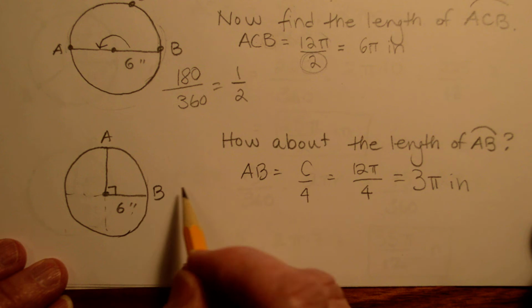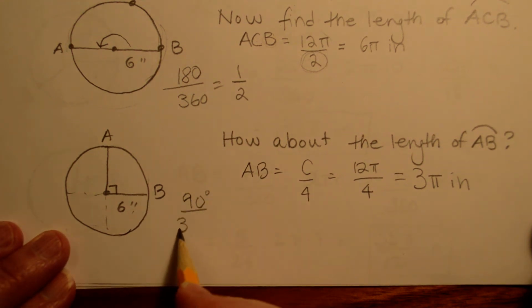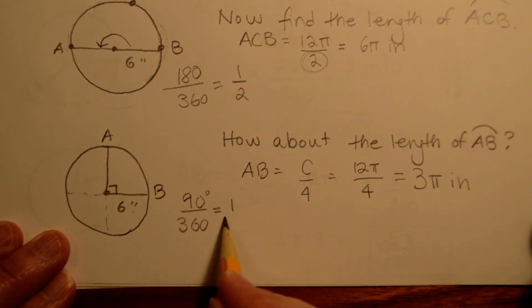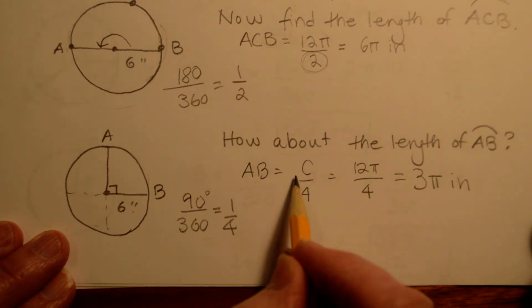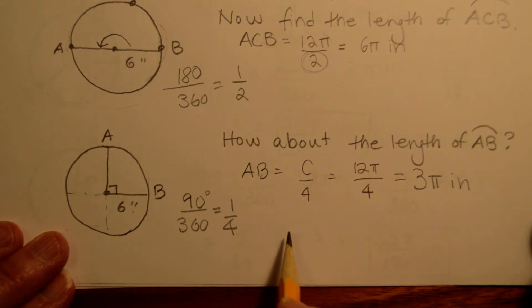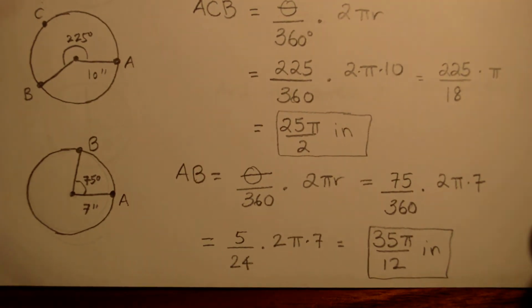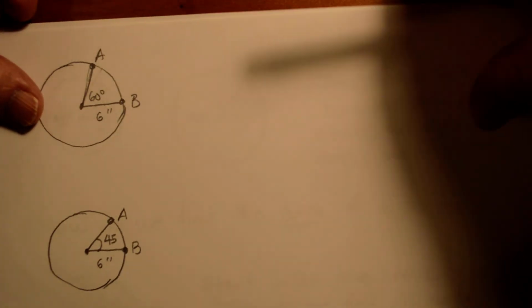All right, same thing here. We used up 90 degrees of the 360, which gives us 1/4, and again, that is why we ended up dividing by 4, because we wanted 1/4 of the circumference. All right, so then let's look at another example and see if we can generalize this.